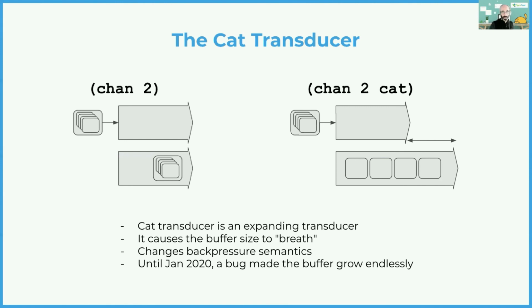This changes back pressure semantics, and also while we were internally discussing it, there was still a bug in core.async that made the buffer grow endlessly. So it's not like everything is perfect all the time. You have to read the source code of everything you use, and it's not that simple.